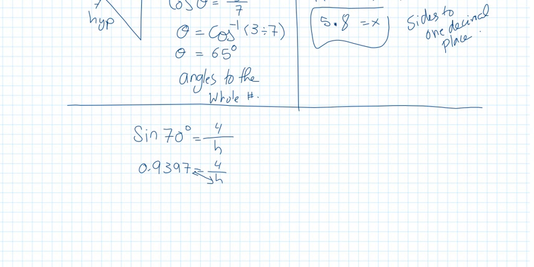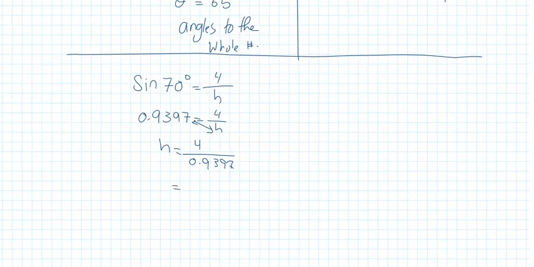So what do you get for this? What is it? And remember, always, always, the hypotenuse is always the biggest side. So if you end up with an answer that's less than 4, that means it's wrong. Right? Because the hypotenuse is the longest side.